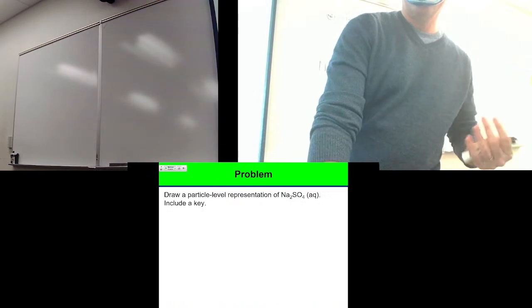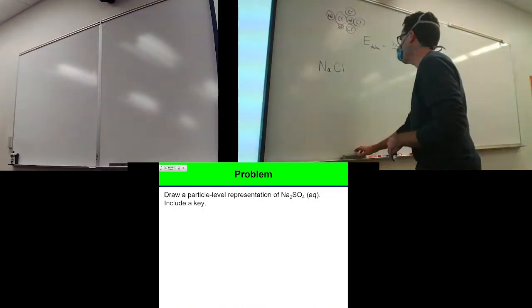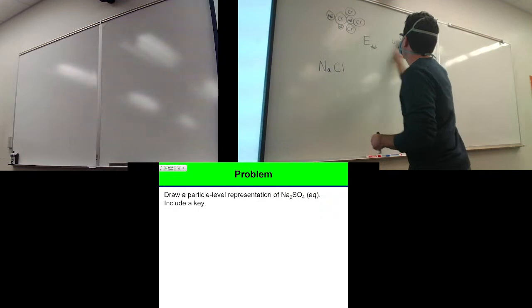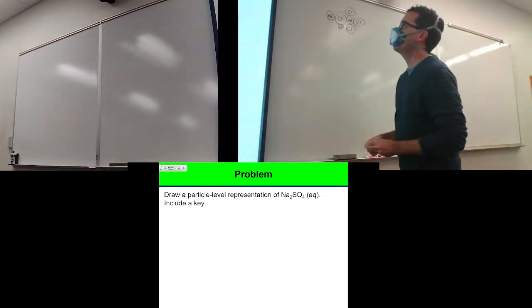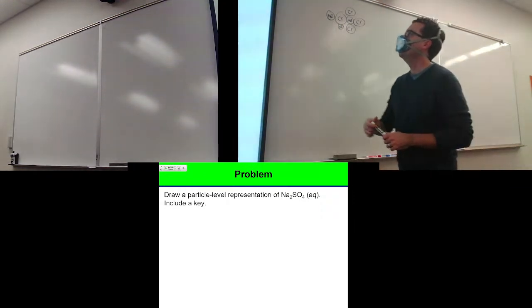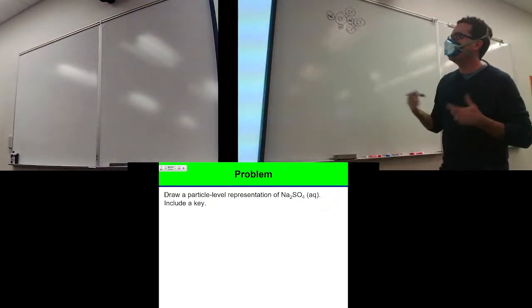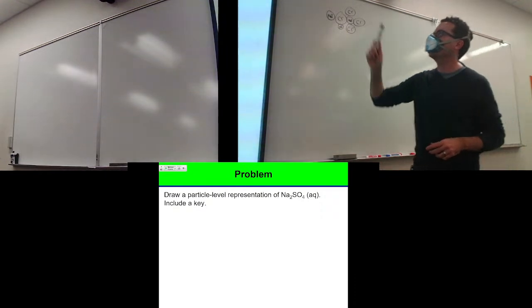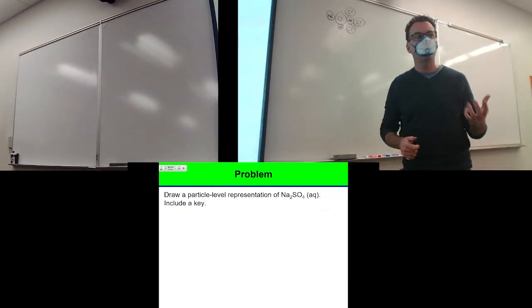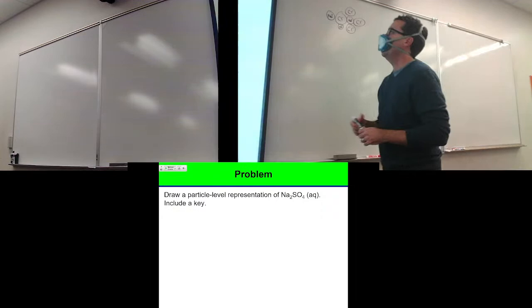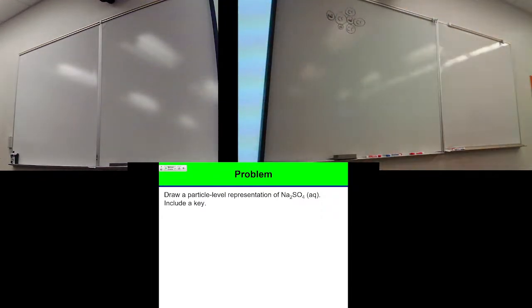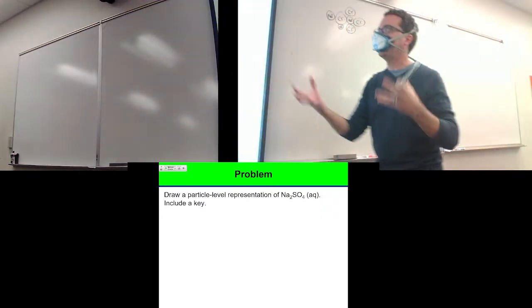Okay. So drawing this particle level representation is something you should be able to do. For something like sodium sulfate, first of all, this aqueous thing, this AQ, is telling you that you have this salt, this ionic compound, dissolved in water. Aqueous. If it is like this, you shouldn't think of it as a solid.